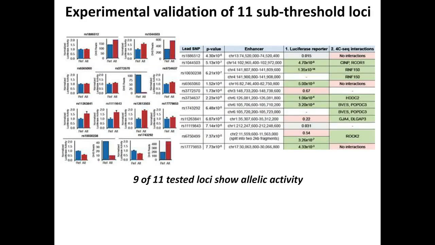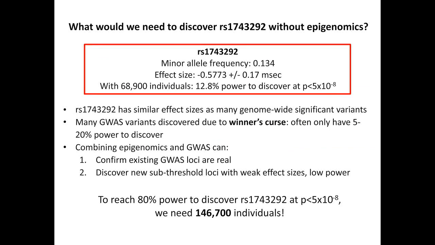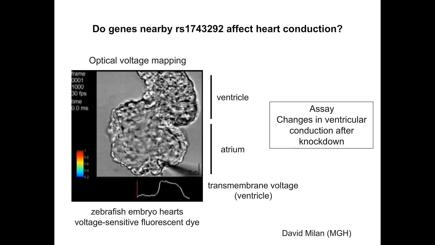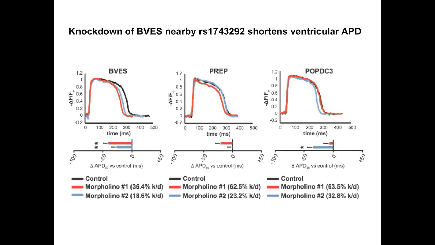We have, in fact, gone off and validated a large number of these variants, showing that in 9 of 11 tested cases, we do find allelic activity. And in some cases, we're able to now go and show specifically in zebrafish embryos that by altering these genes that are targeted by these subthreshold variants, we actually can lead to a change in the heart repolarization duration.